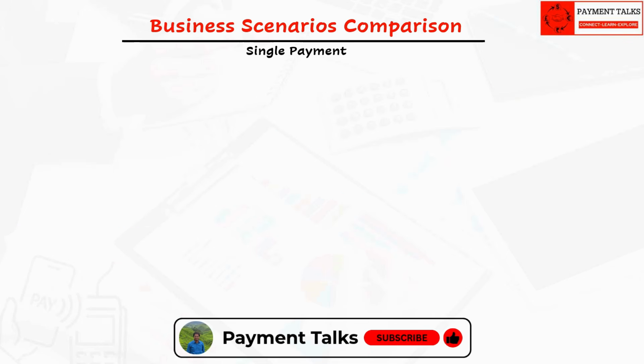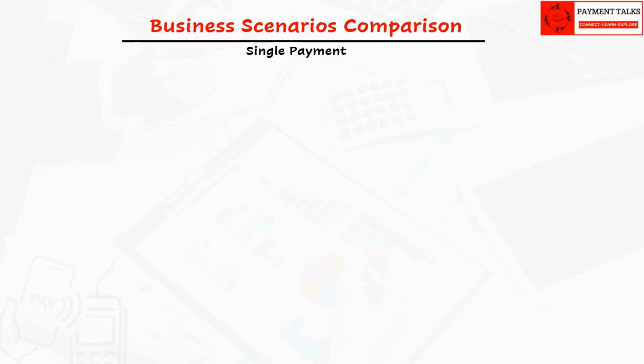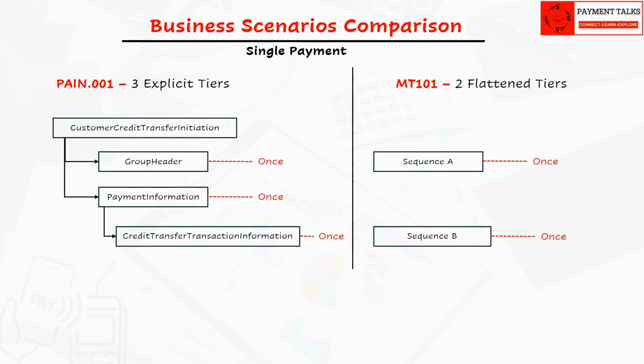To understand these differences, let us see business scenarios and compare both formats. For a single payment scenario like retail payments or one-off urgent payments from corporate, both the formats have identical capability. You can see both structures here. PAIN.001 with one group header, one payment info and one transaction. Similarly, MT101 has one sequence A and one sequence B.